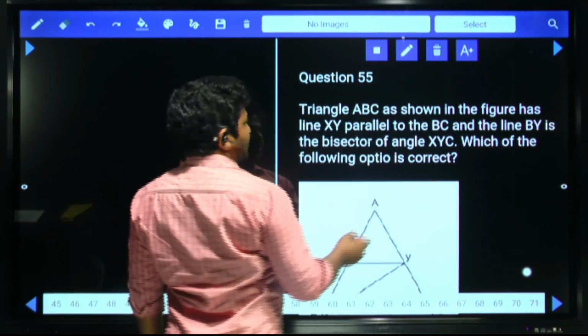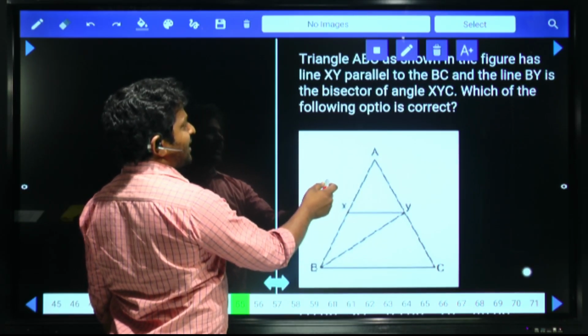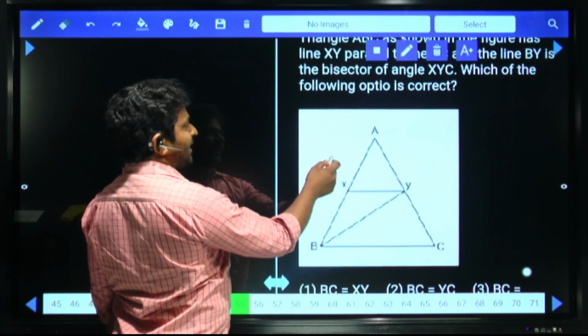Triangle ABC is shown in the figure, has XY parallel to BC and BY is the bisector of angle XYC.